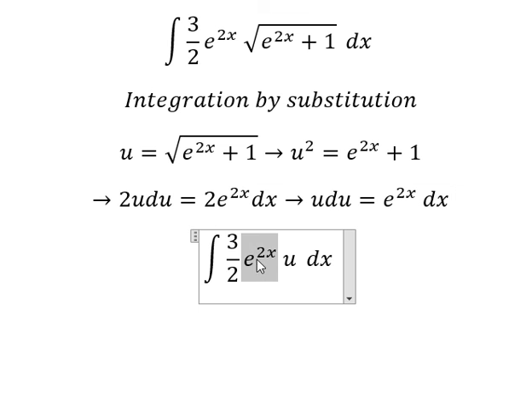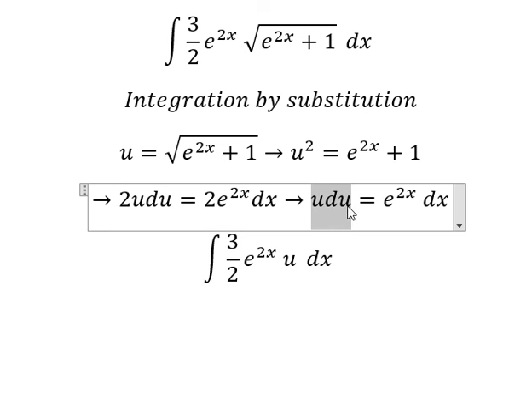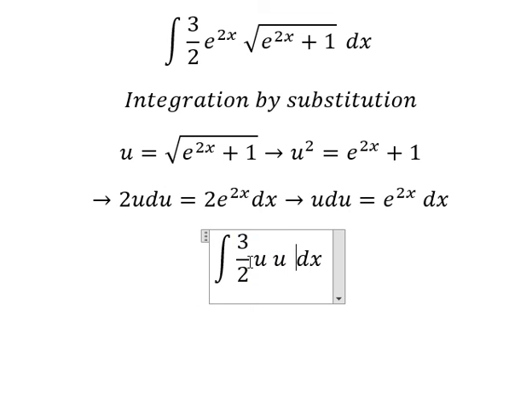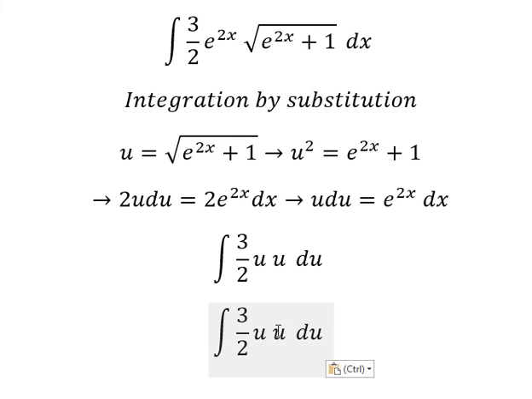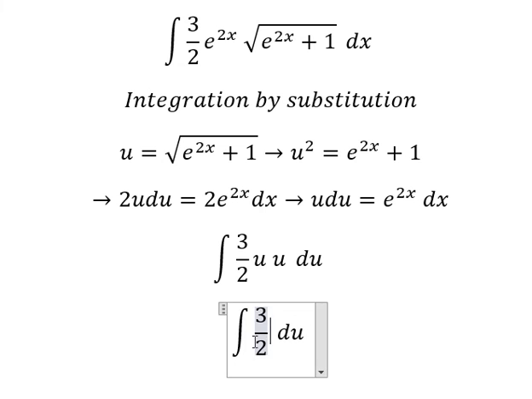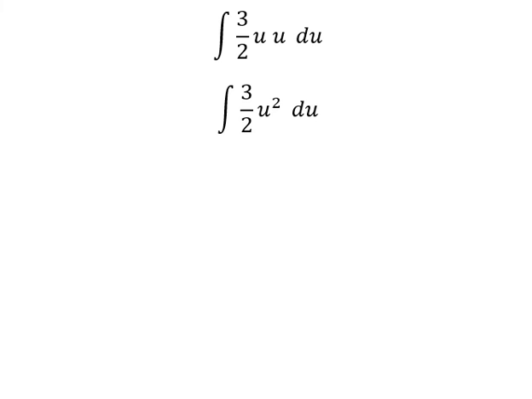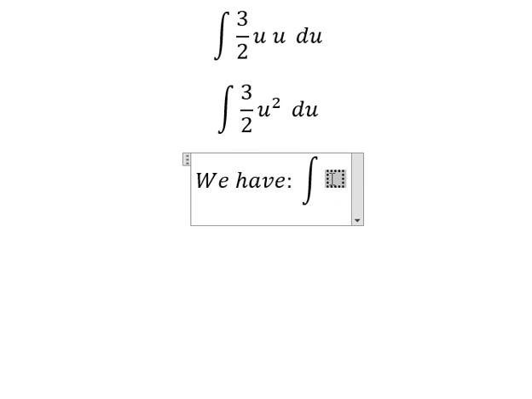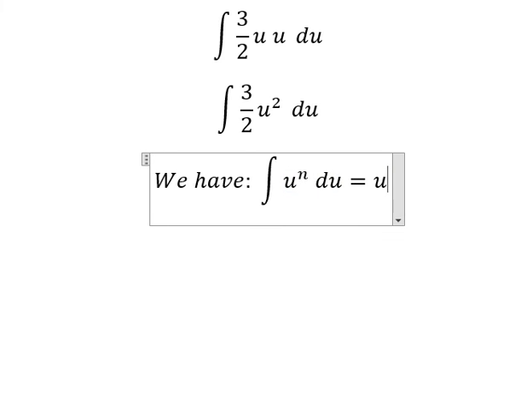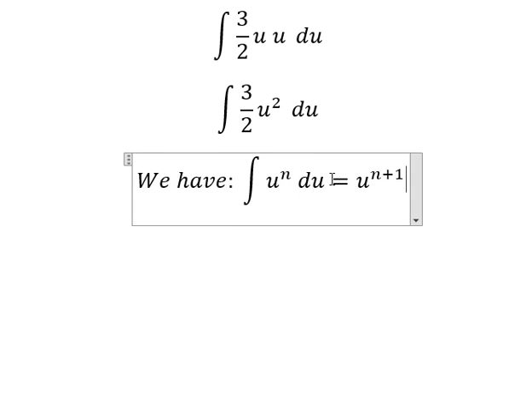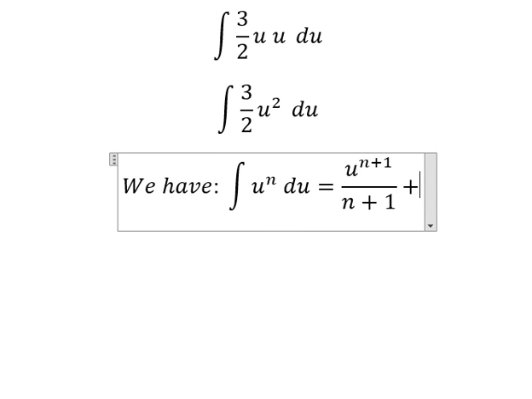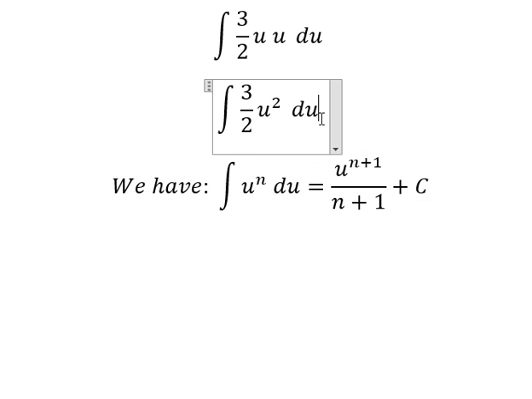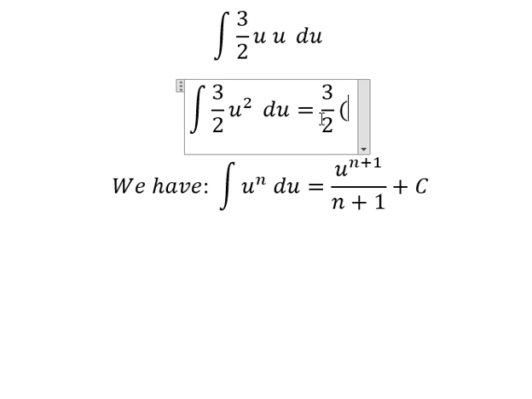e to the power of 2x dx we change to u du. u and u, we have u squared. And now we have the formula in here. So we have u to the power of n plus 1 over n plus 1, and I will put c.